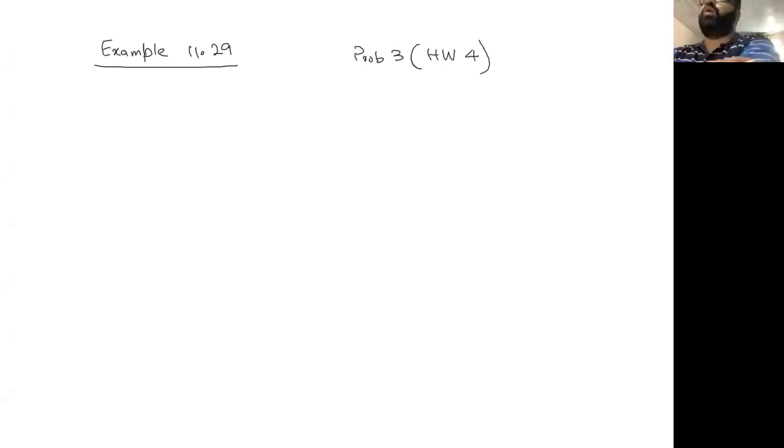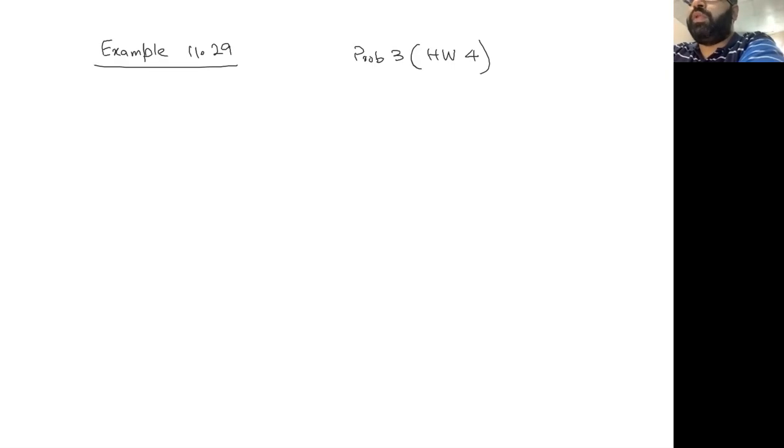We are going to do one example, 11.29 from chapter 11. This example is going to cover the different aspects of the frequency response: the low frequency response, the mid-band gain, and the high frequency response. It will also help you in solving Problem 3 of Homework Assignment 4.